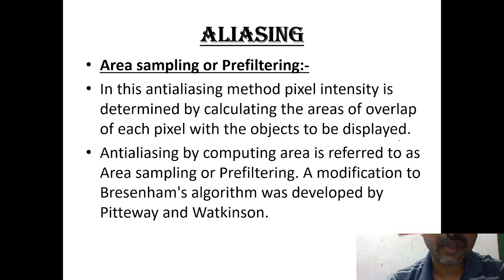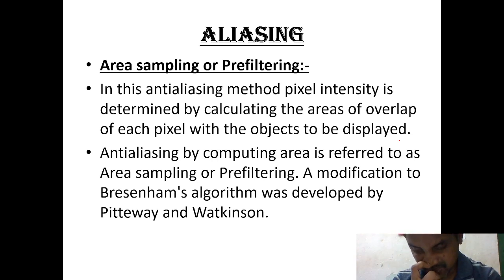Next, what is area sampling or pre-filtering? In this anti-aliasing method, pixel intensity is determined by calculating the areas of overlap of each pixel with the object to be displayed. So anti-aliasing by computing area is referred to as area sampling or pre-filtering. A modification to Bresenham's algorithm was developed by Pitteway and Watkinson.